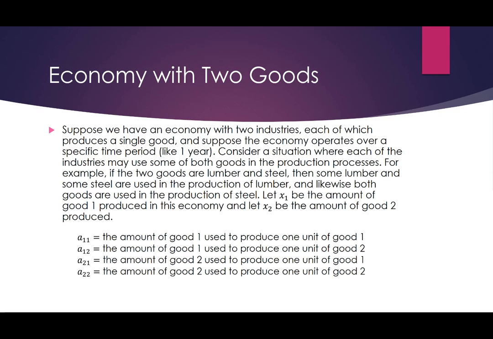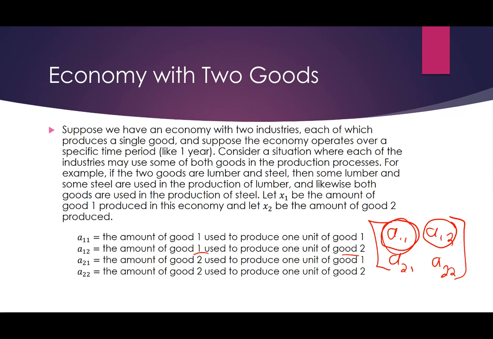So now we see where the matrices come into play a little bit here. When we have a matrix, A11, A12, A21, A22, what these values are going to represent is A11 is going to represent the amount of good 1 used in the production of good 1. So for example, if we say lumber is good 1, then this is how much lumber we use to produce 1 unit of lumber. A12 will be the amount of lumber we use to produce steel.